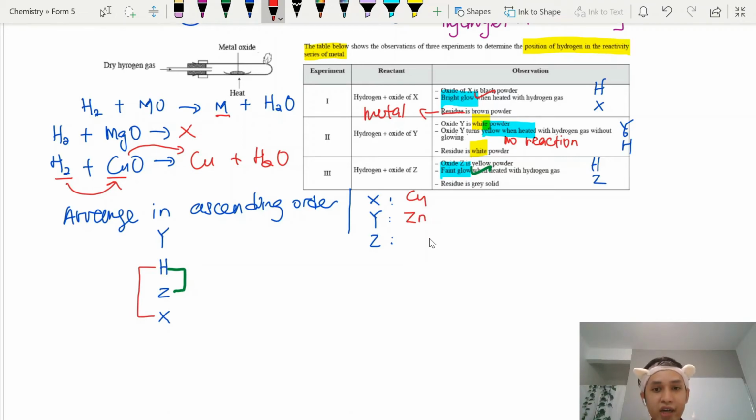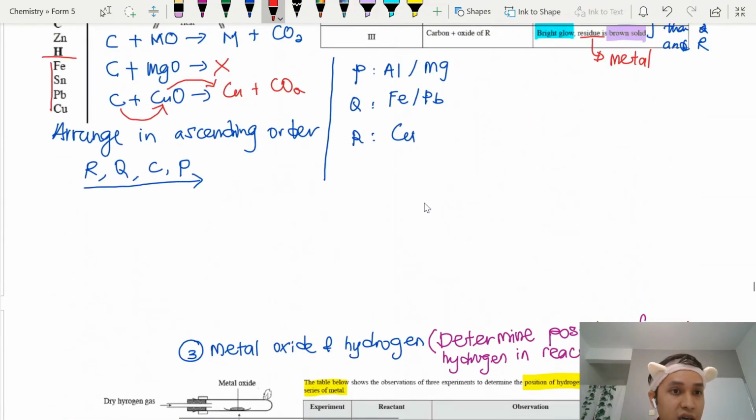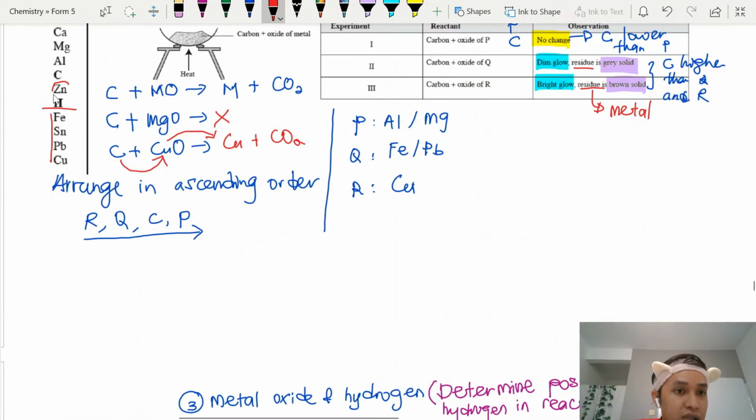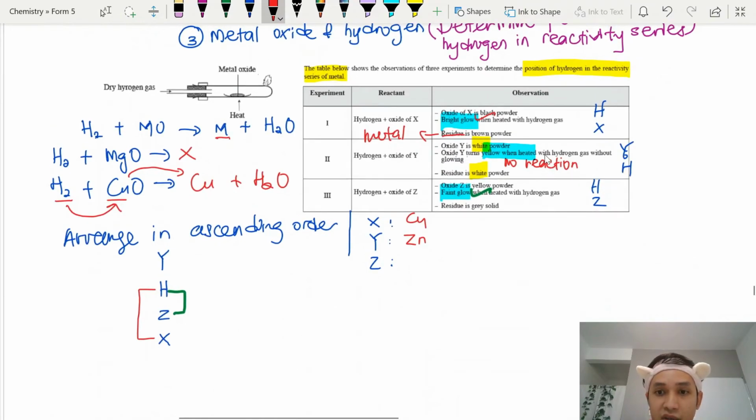Okay, so let's check whether my answer is correct. I say Y is zinc, because I already know that Y is higher than hydrogen. So let's see whether zinc is higher than hydrogen. Correct, zinc is higher than hydrogen. So this one is really correct.